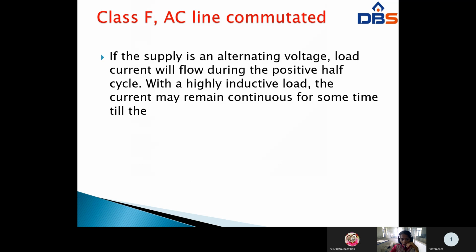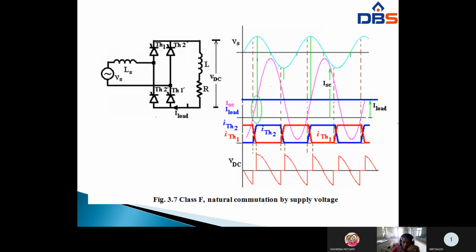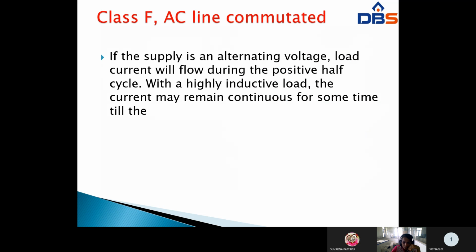And next, class F or AC line commutation. If the supply is an alternating voltage, this is the circuit diagram of class F. This is also called natural commutation by the supply voltage. So the supply is an alternating voltage. Load current will flow during the positive half cycle, and with a highly inductive load, the current may remain continuous for some time.